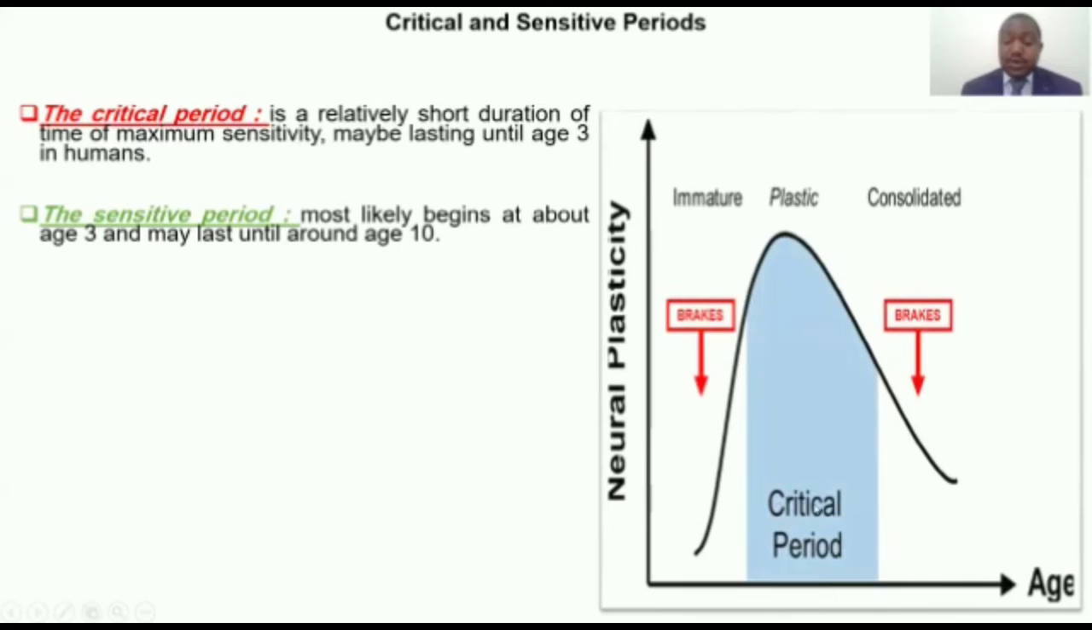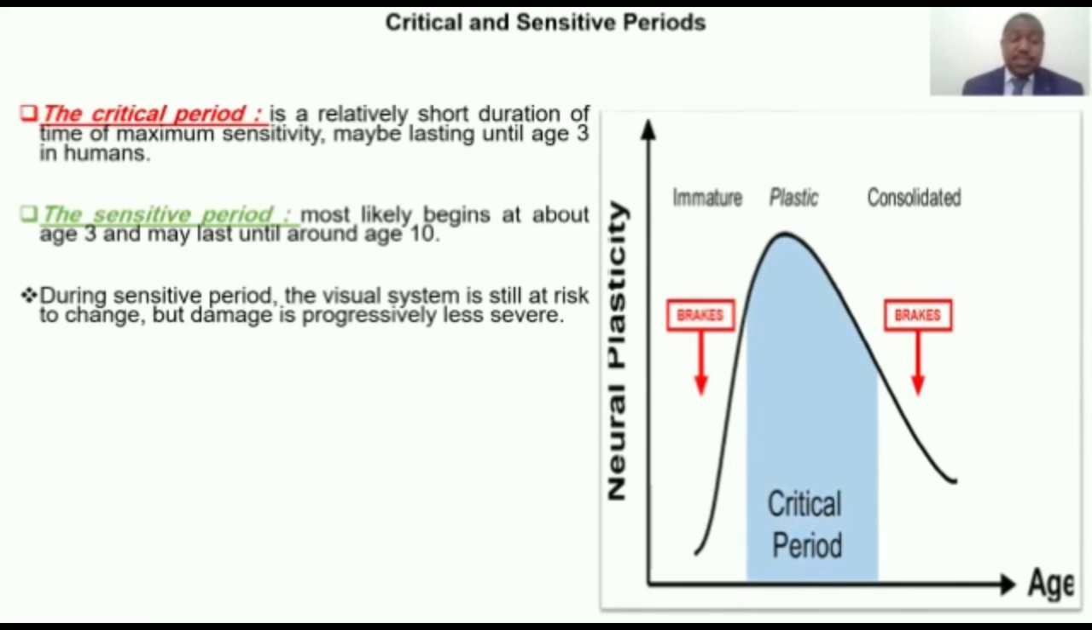Any problem happening during the critical period, the dangerous period, could lead to a serious effect on the formation of the eye. During the sensitive period, the visual system is still at risk of change, but the damage is progressively less. During the sensitive period, the damage has a less serious effect than damage happening during the critical period.